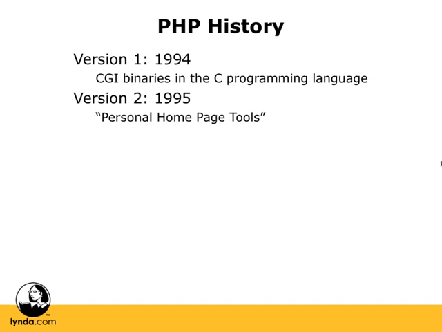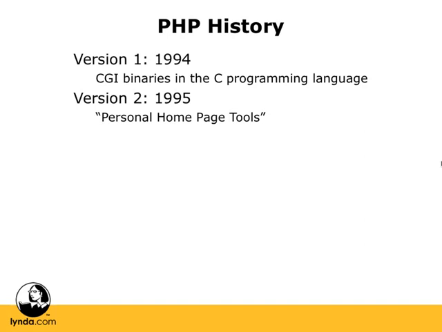Version 2 was a more formalized version that he put out in 1995, and this version improved the original version and also combined it with code to interpret information that had been submitted by web forms. And this was the first public release of PHP. Now, PHP at this point stands for Personal Home Page Tools, PHP.